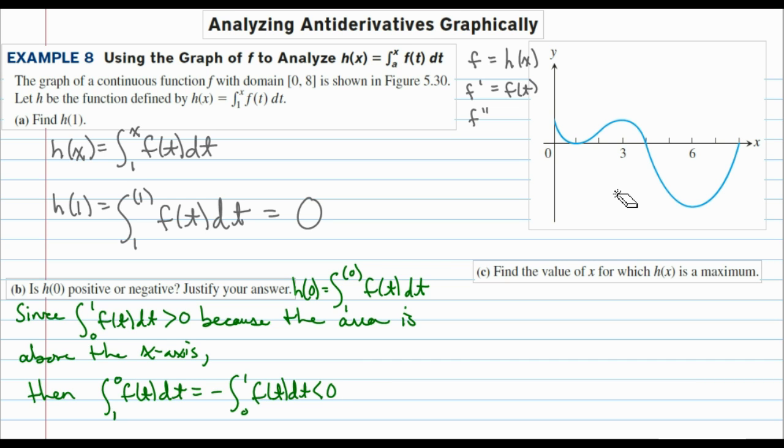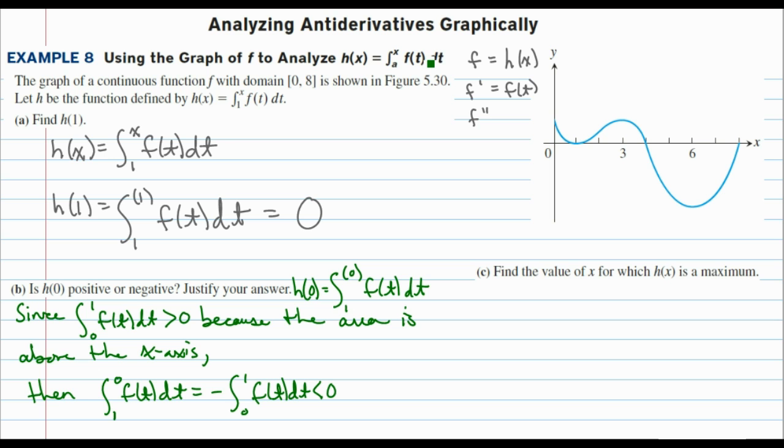Part C asks to find the value of x for which h of x is a maximum. H of x is a maximum where its derivative, and we know this from chapter 4, changes from positive to negative, because then h of x would change from increasing to decreasing. Well, we know that the derivative of h of x is f of t. How do we know that? That's right, the fundamental theorem of calculus.